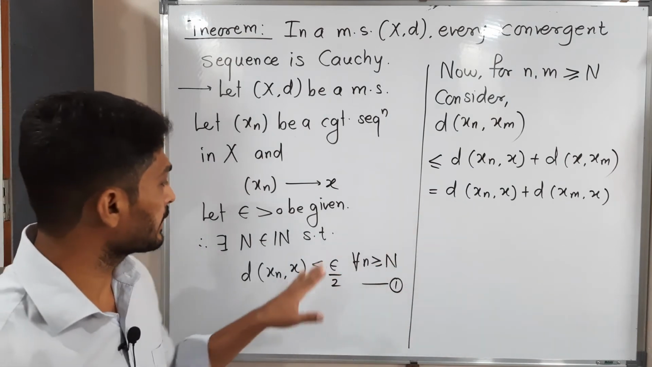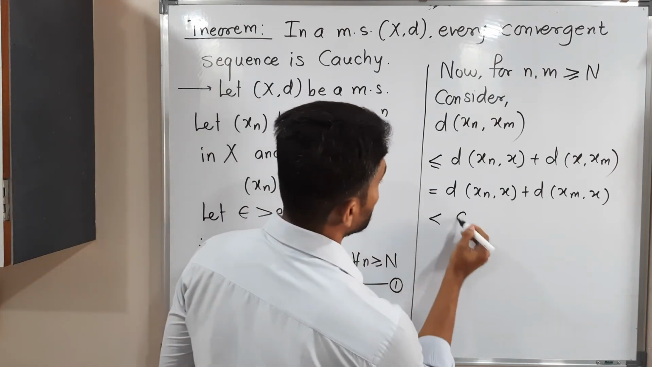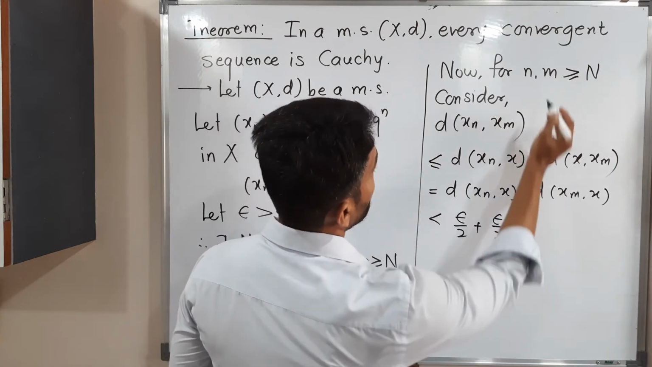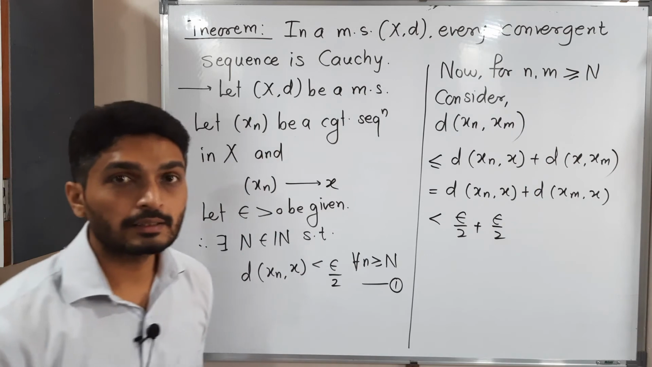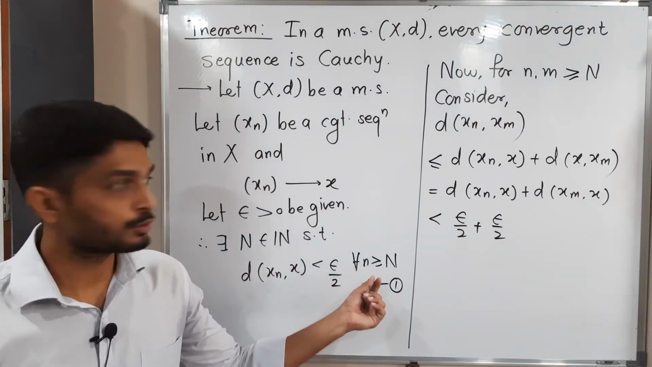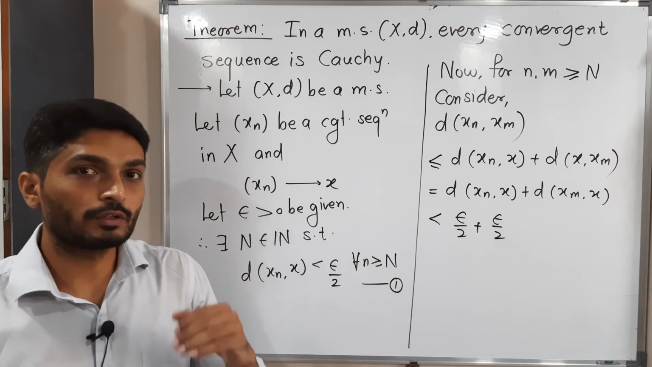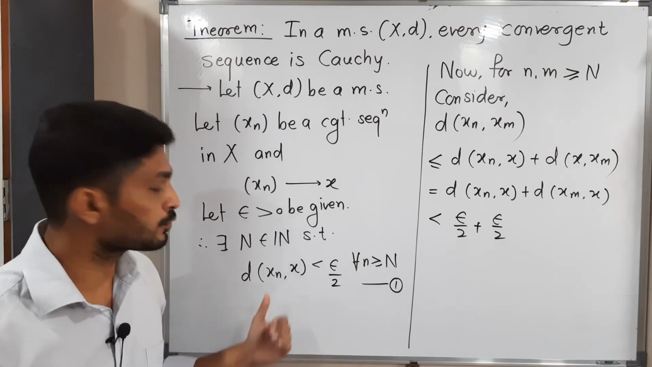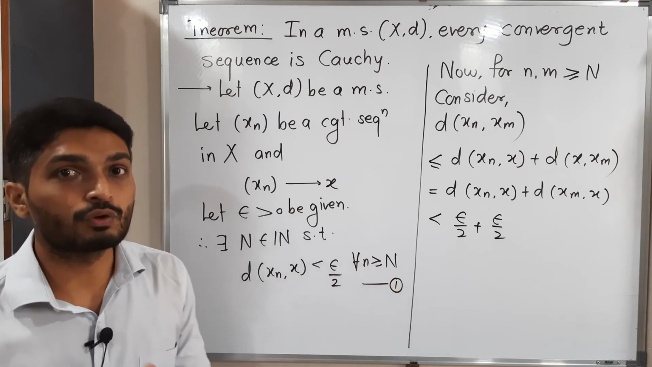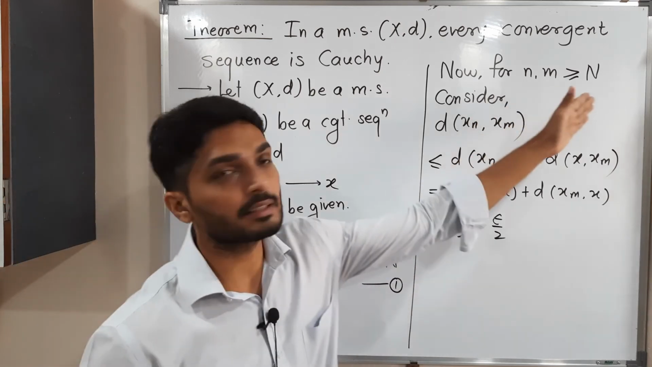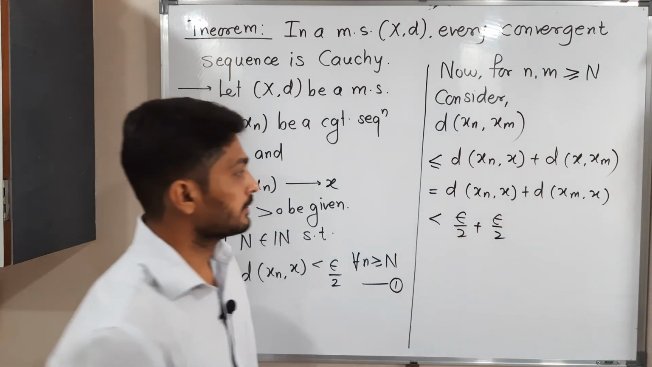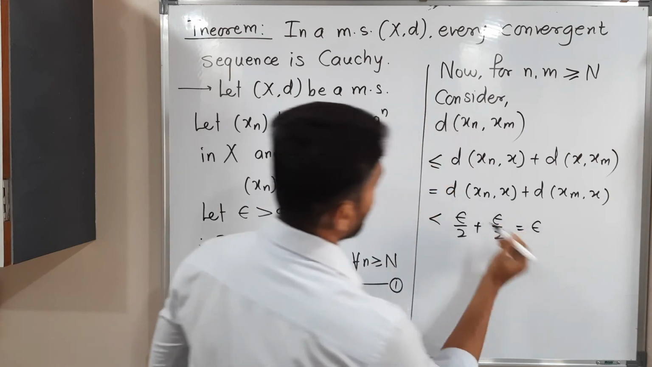This is less than epsilon by 2, as we have already got. This is also less than epsilon by 2, since here m is greater than capital N. And this is true for all natural numbers which are greater than capital N. If you have p greater than capital N, it is true for p also. If it is t greater than capital N, then it is true for t also. So here also m is greater than capital N, so for m also we got the same inequality. This is equal to epsilon by 2 plus epsilon by 2.